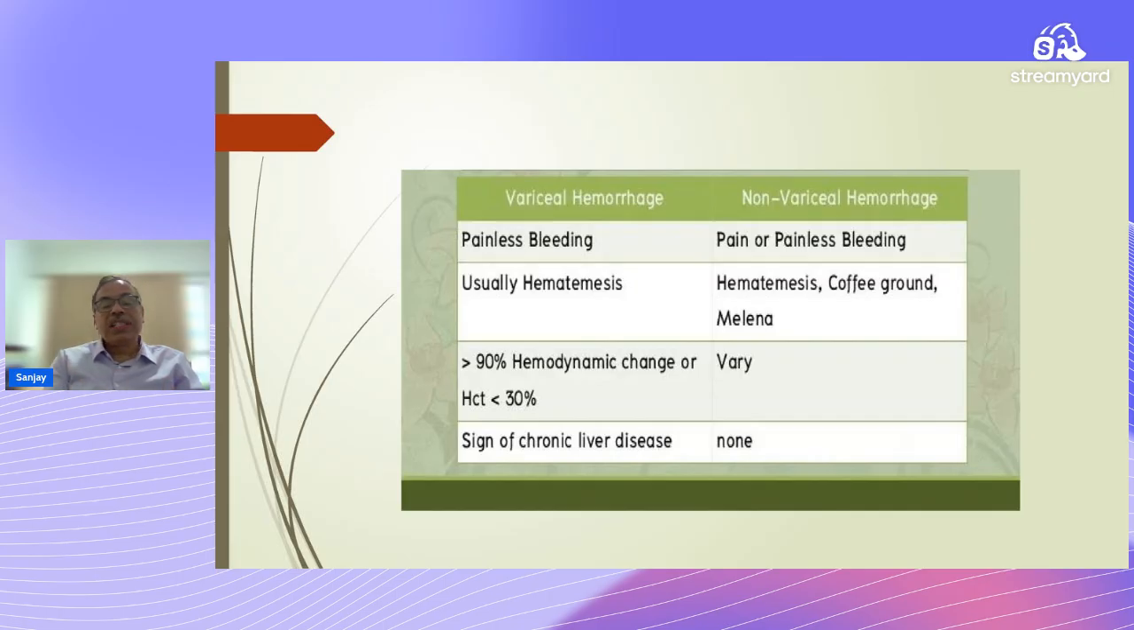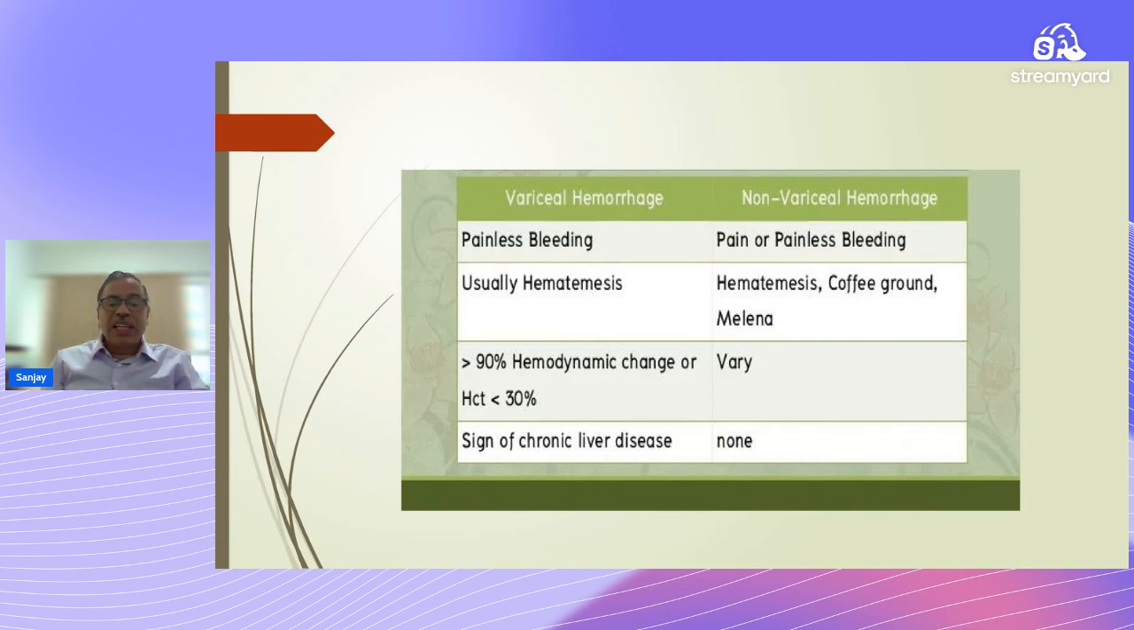And we have already seen that variceal hemorrhages are more likely to lead to increasing mortality and morbidity as compared to non-variceal hemorrhage. In non-variceal hemorrhage, depending on the volume of the bleeding, the hemodynamic changes may vary. Sometimes, if it is mild, there may not be any hemodynamic instability.